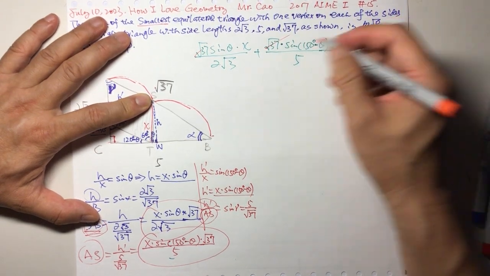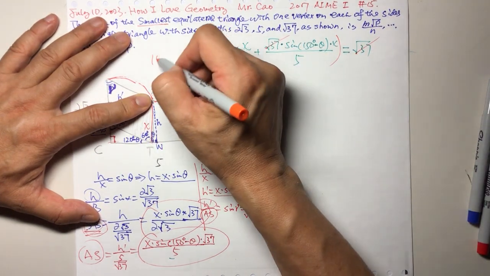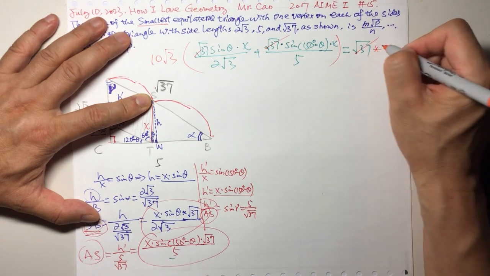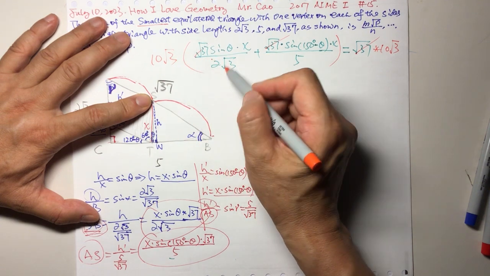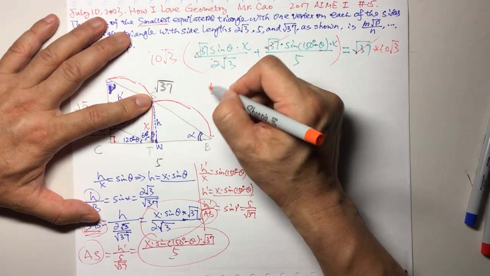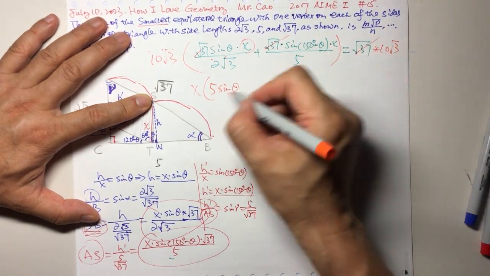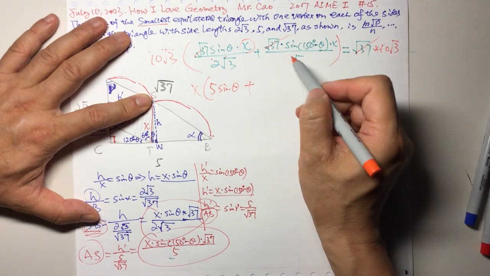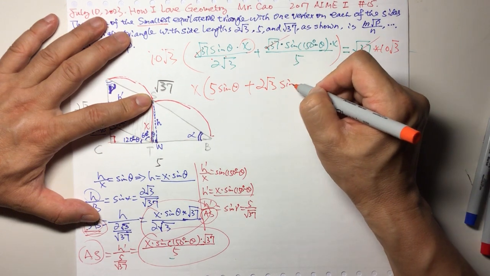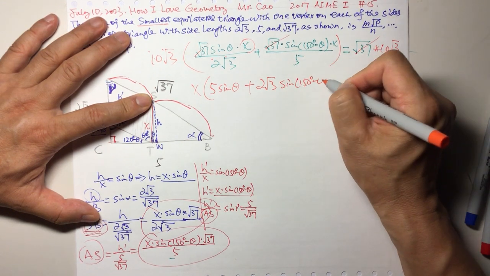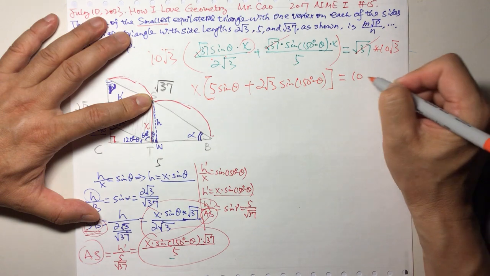That will be 1, right? And each side, what we can times this is 10 square root of 3, then times 10 times square root of 3. So this is 5 sine theta, and we factor out x because here also x, then plus 2 times square root of 3 times sine of 150 degrees minus theta, and that equals this one.